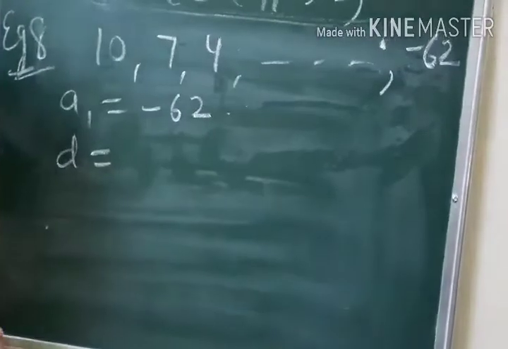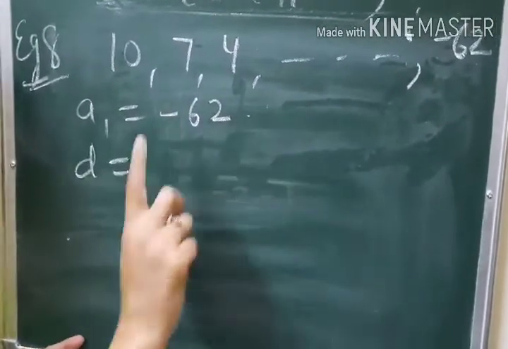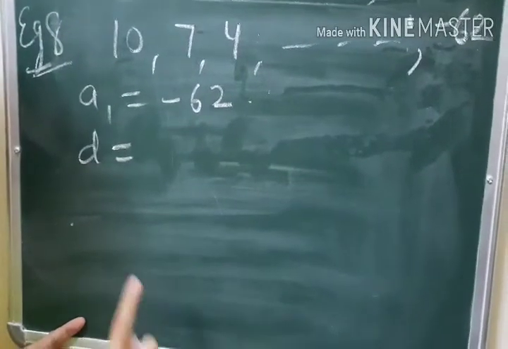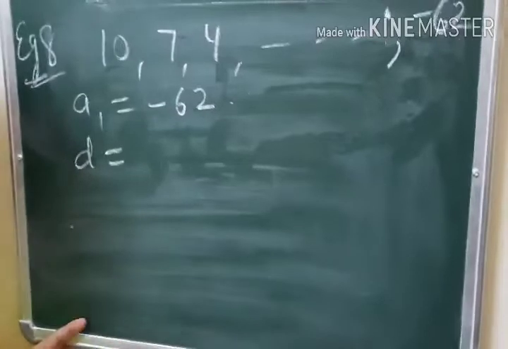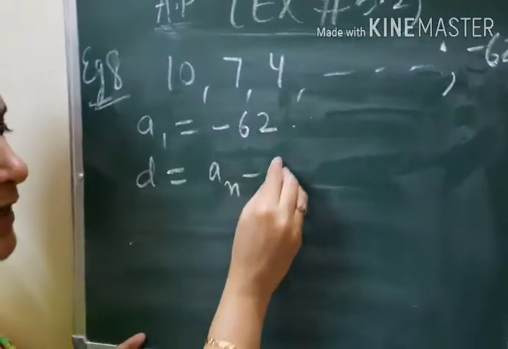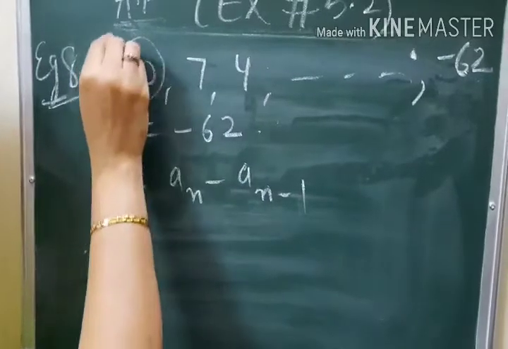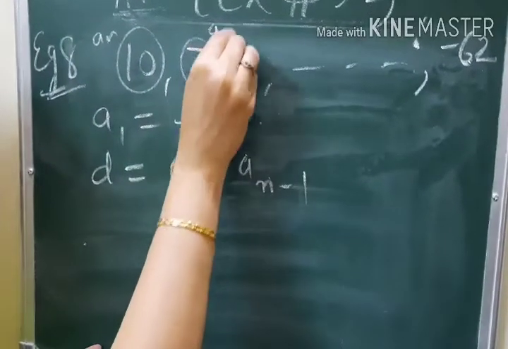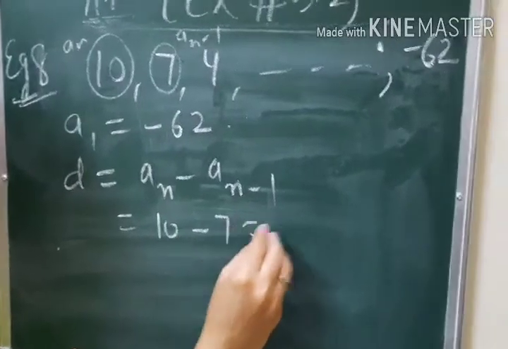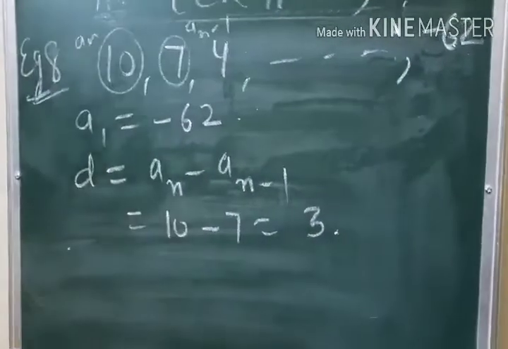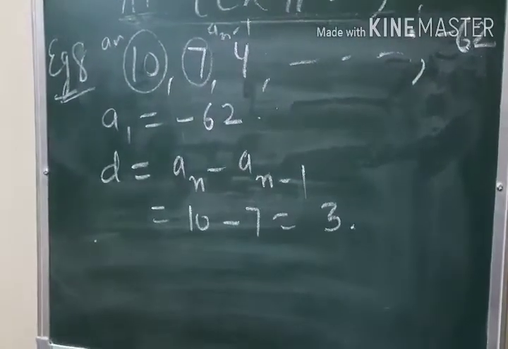Now for finding D, this is A1, that means A2 I don't know. Now when I was telling you about D and I was giving you the formula, I told you D can be A2 minus A1, A3 minus A2, A4 minus A3 and so on, and last I told you D is AN minus AN minus 1. But this is your AN and this is your AN minus 1. So when you put the values, it will be 3. D is 3, right?